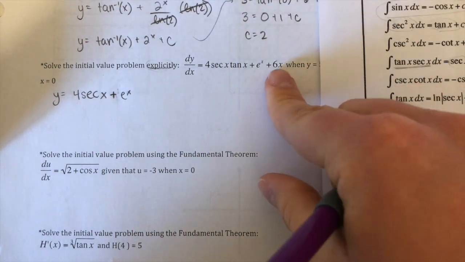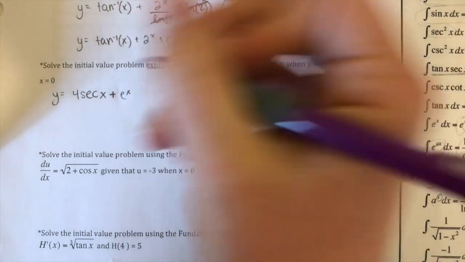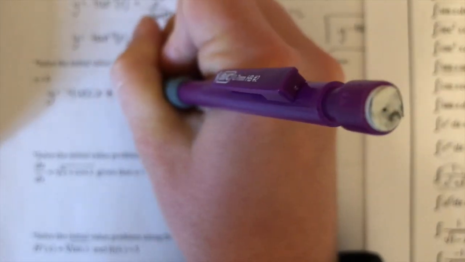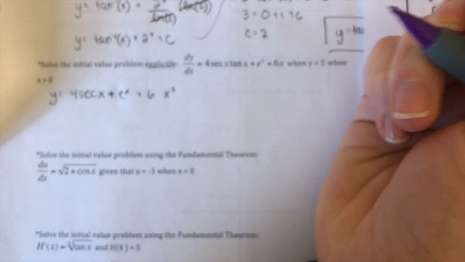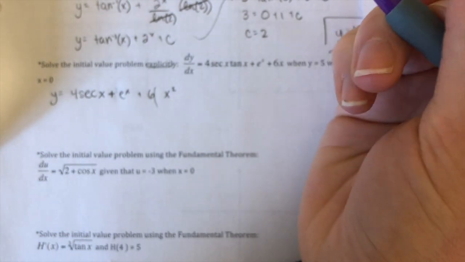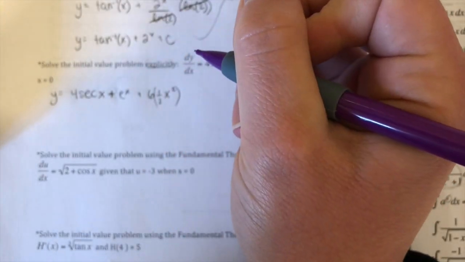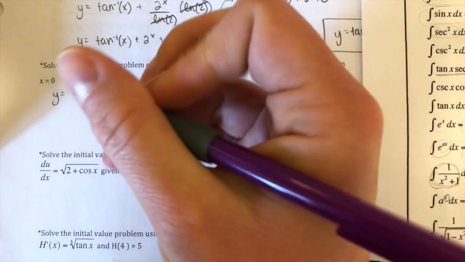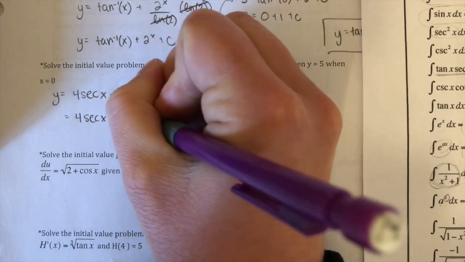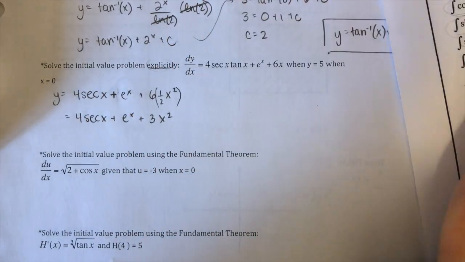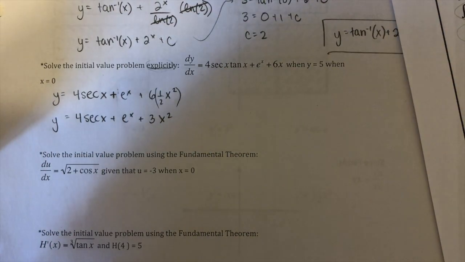And then plus 6x. So again, think antiderivatives here. This must have been 6x. X must have started as an x squared, and then that 2 would have come down like that. So this would have been 4 secant x plus e to the x plus 3x squared. And that's what it would have gotten our 6x as our derivative.